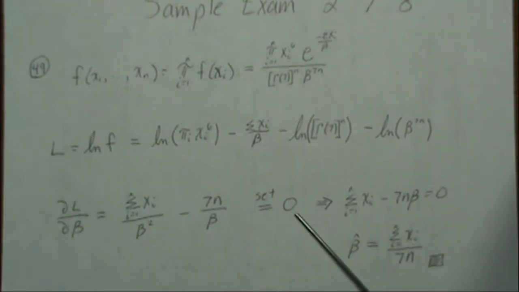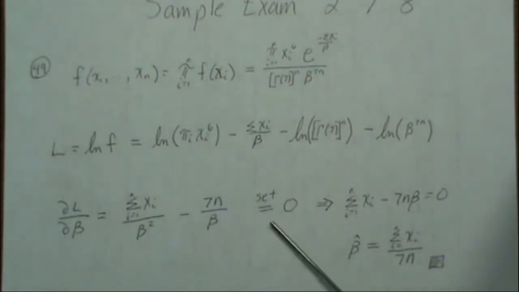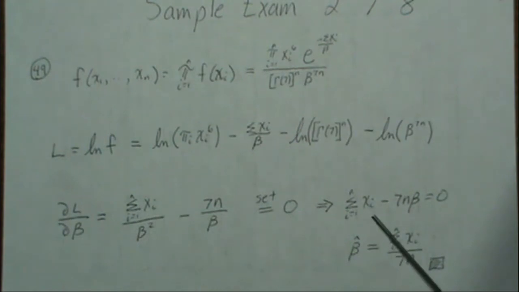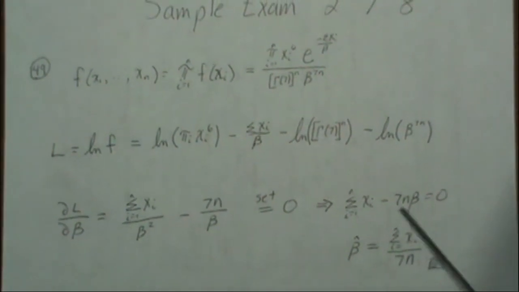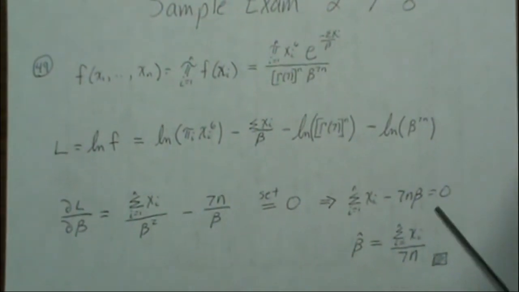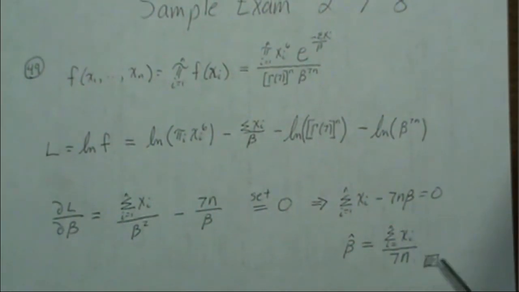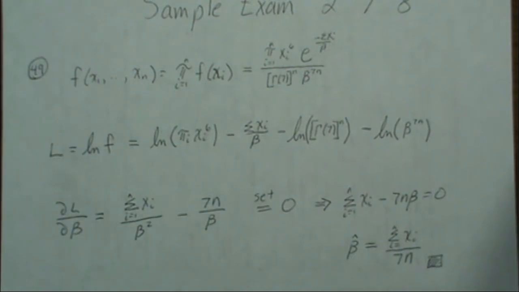We set it equal to 0, and then we solve this for beta, multiplying through by beta squared. So that cancels. We're just left with the sum of xi. One of those cancels, and the other one's up here. We get this. Solving this for beta, we get the sum of xi over 7n, and that's the maximum likelihood estimate.